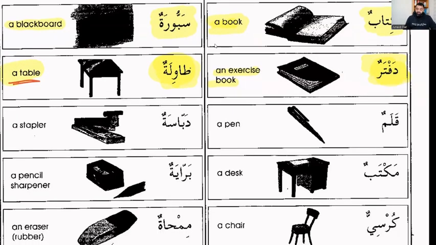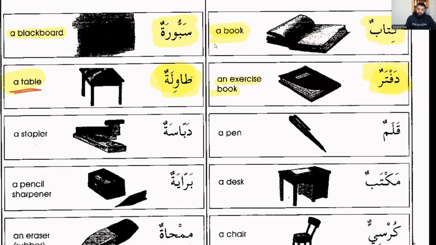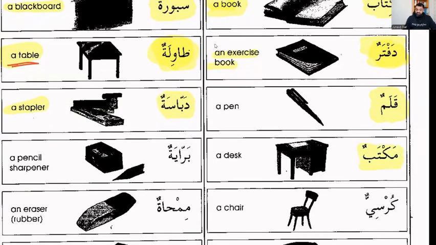Now let's have a look at another word. You can just shout out the answers. We've done this word before. The word for pen is qalamun. Good. Qalamun. This one I'll help you with. A stapler is dabbasatun. Dabbasatun. Good. The next one you should be able to do yourself. A desk. Maktabun. Very good, mashallah.